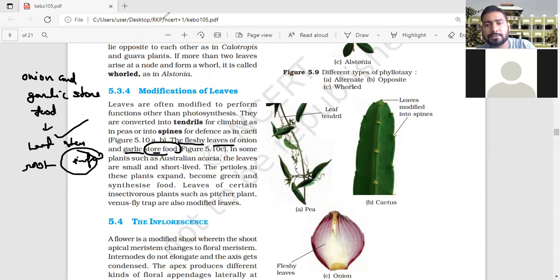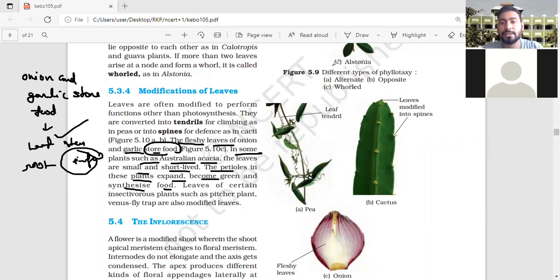Is it fine? Very good. Now again, in some plants such as Australian acacia, that is babul, in Hindi it is called babul, the leaf gets modified into spines. In Australian acacia, the leaves are small and short-lived. The petiole in these plants expands, becomes green and synthesizes food.